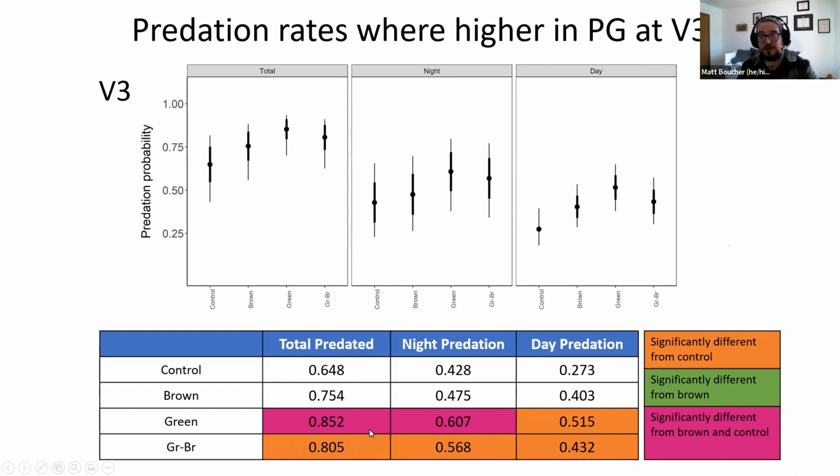So predation at V3 in planting green was about 85%. 85% of our sentinel prey waxworms had been predated, relative to 75% and 65%. That's pretty awesome. That shows that planting green is keeping those predators there, or that's where they are, right? And you're seeing it not only resolve overall, but also at night and during the day. And even during the day, that's more pronounced.